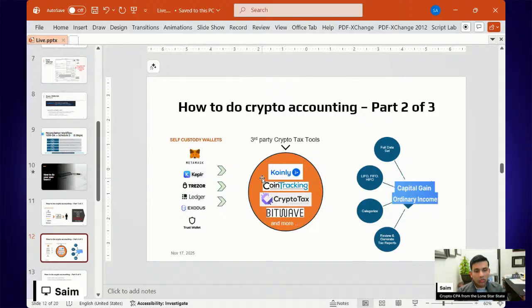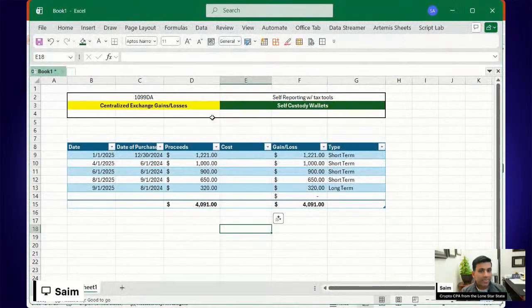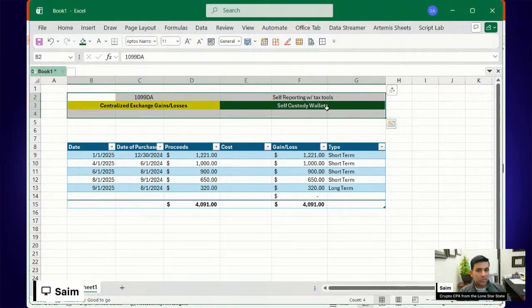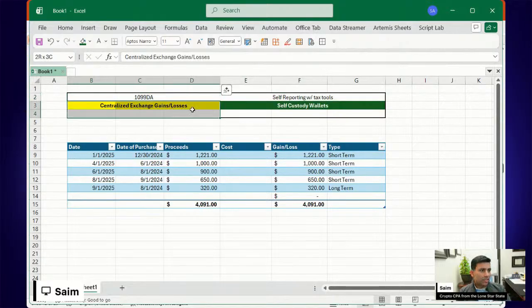Otherwise, you're going to be overpaying or over-reporting, because the 1099 DA will cover it. So if I was to, let me go ahead and show you this real quick. Again, I'm going to get to this, but think this is you. This is one individual on an annual basis. The 1099 DA form is covering all your centralized exchange gains and losses, right? This entire piece is covered by the 1099 DA.